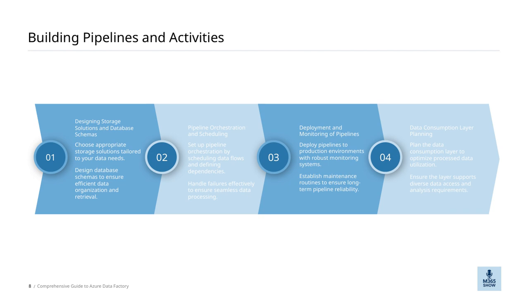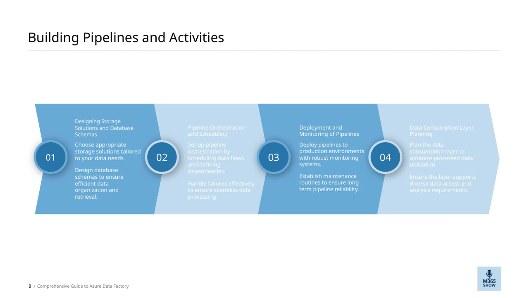Once your storage and schemas are in place, the next step is setting up pipeline orchestration. This involves scheduling your data flows and clearly defining dependencies so everything runs smoothly and in the correct order. Handling failures effectively is also critical. By setting up proper error handling mechanisms, you can ensure your data processing continues seamlessly, even when issues arise. When your pipelines are ready, deploying them to production requires robust monitoring systems. This helps you keep an eye on performance and quickly catch any problems. And of course, establishing regular maintenance routines is vital for long-term reliability.